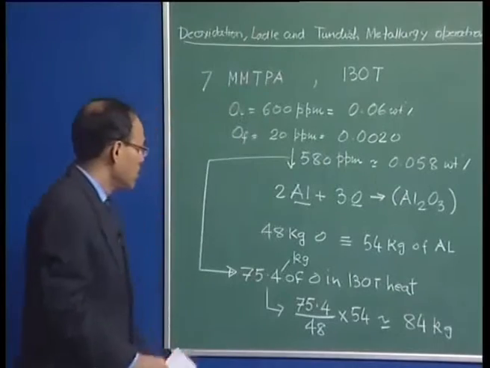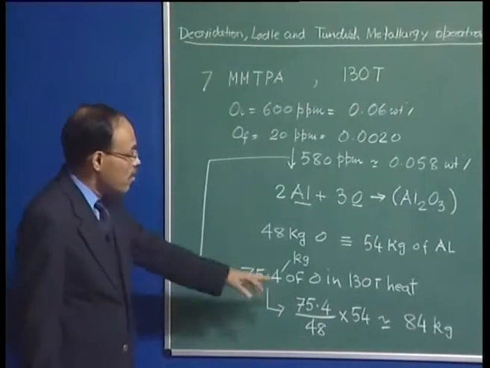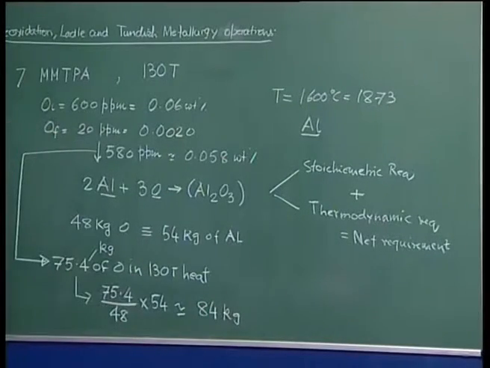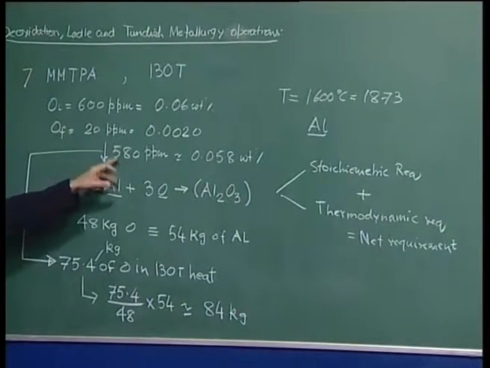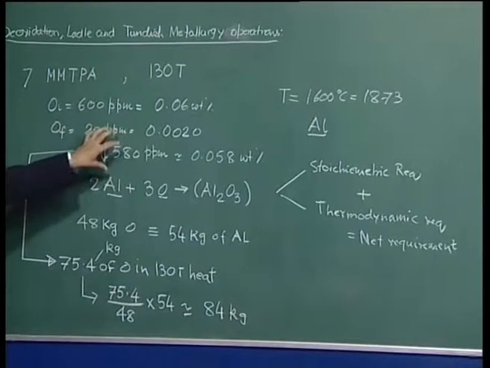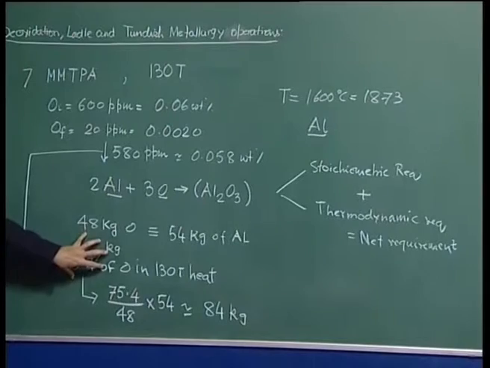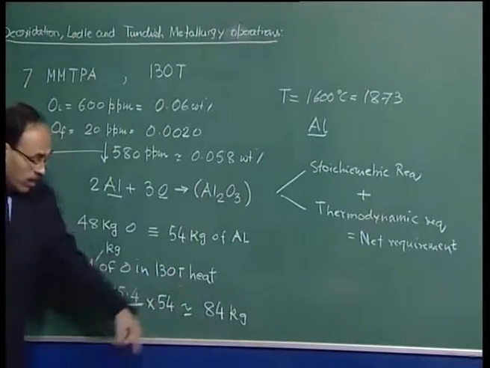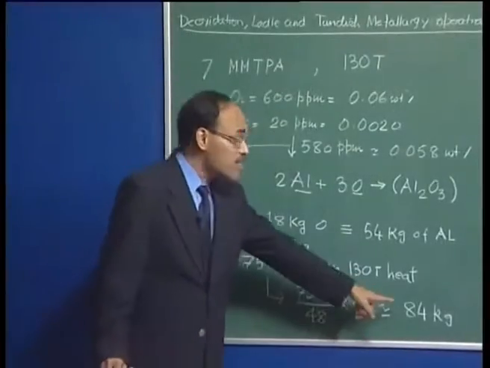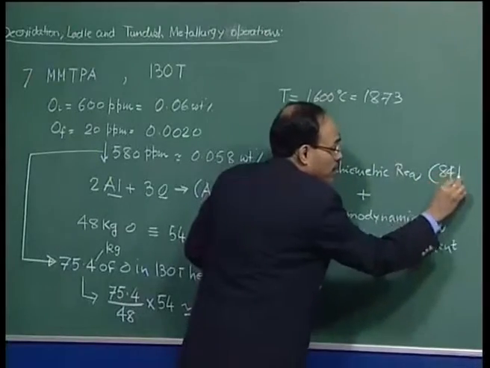So on the basis of stoichiometry, we can say that 84 kg of aluminum is needed purely to reduce the level of oxygen by 580 ppm. This much oxygen corresponds to this much in kilograms in a 130 ton heat. So for every heat the stoichiometric requirement is going to be 84 kg, but this is not going to be enough.